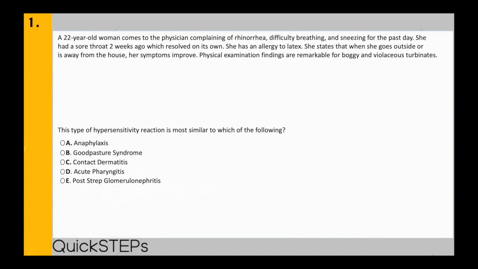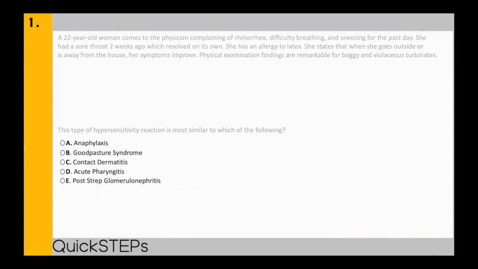So let's try to apply the method to this question. Let's read the last two sentences of the question stem together. She states that when she goes outside or is away from the house, her symptoms improve. Physical examination findings are remarkable for boggy and violaceous turbinates. Now, let's read the actual sentence that is asking the question. This type of hypersensitivity reaction is most similar to which of the following?